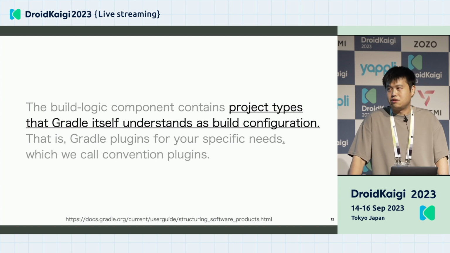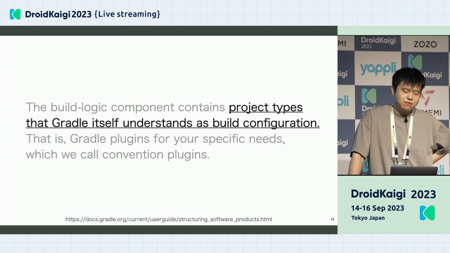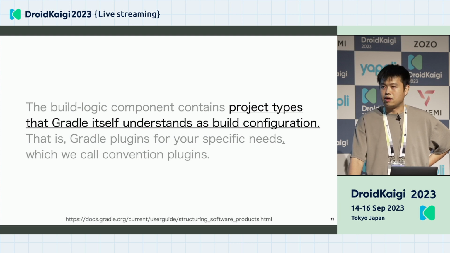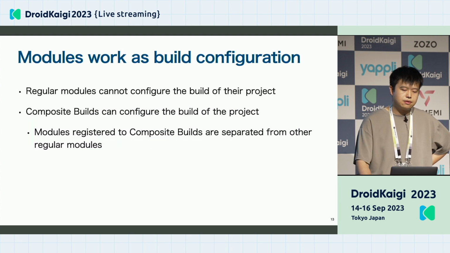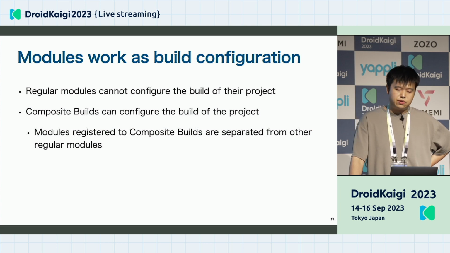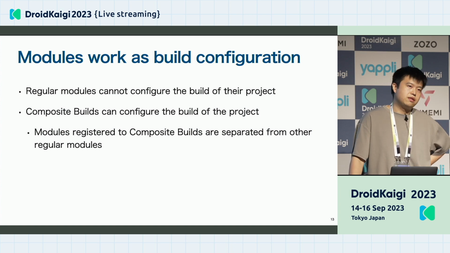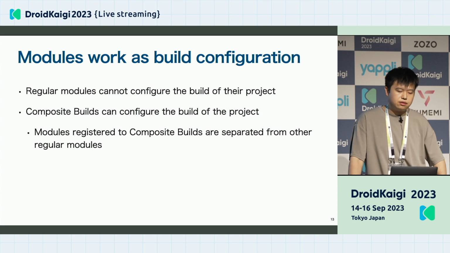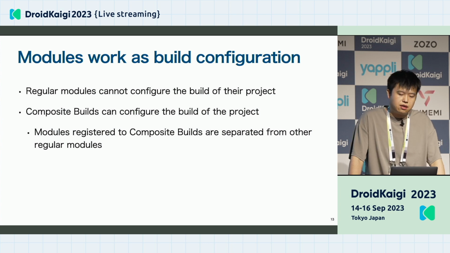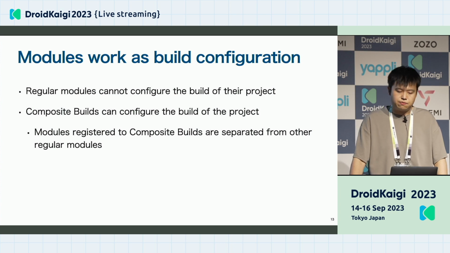Let's see the official document again. I know you want more context to read this statement, though. The important point is to recognize modules as build configuration. Regular modules cannot configure the build of the project, the entire build, because it violates the dependency direction. However, composite builds can do. Modules in composite builds are separated from other regular modules and can interact with the build of the project.